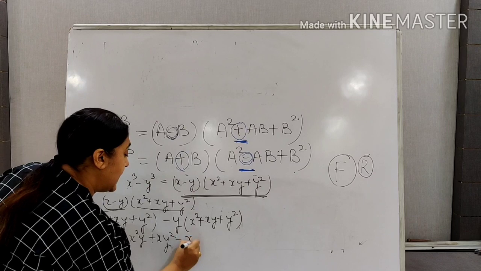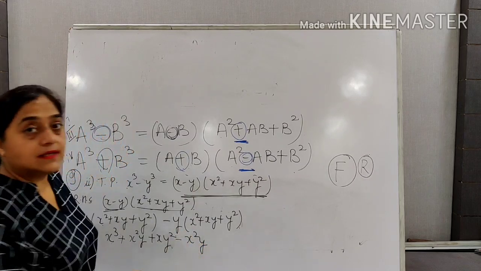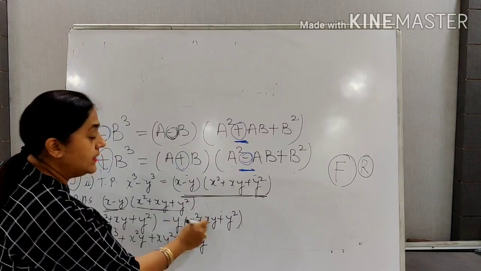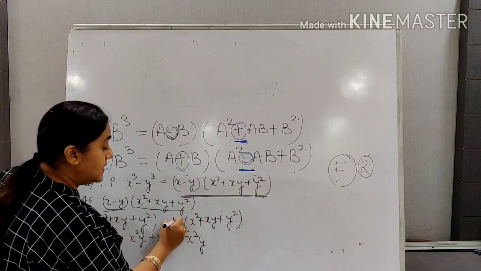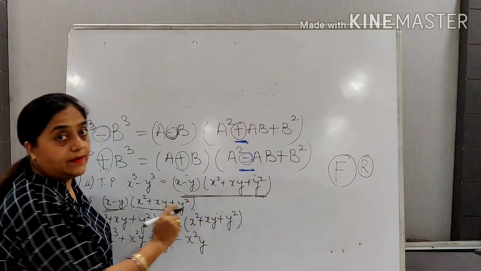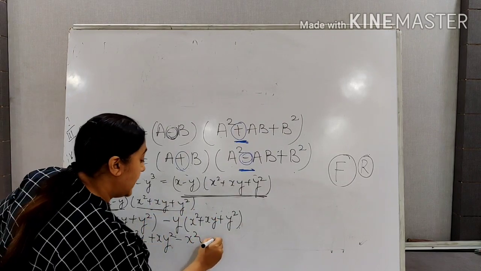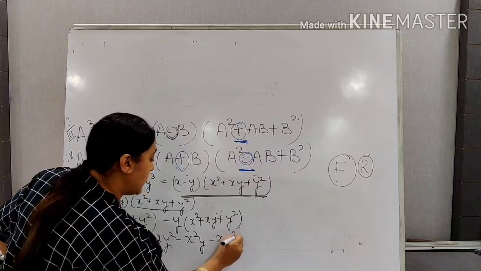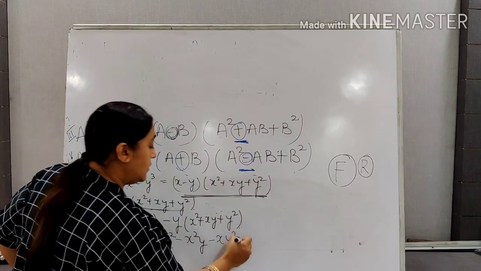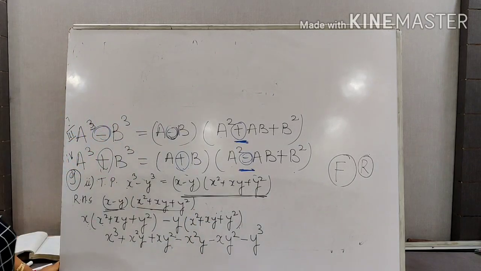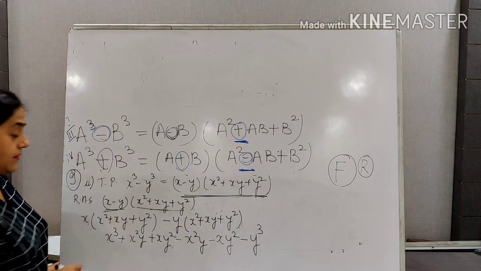So I will write it as x square y. This is the standard form. Similarly, when I am multiplying this minus y with xy, what will I get? The power of this y will get added with the power of y. So what you get? Minus xy square, right? And here you will get minus y cube. Okay? This is the multiplication of a binomial with a trinomial.